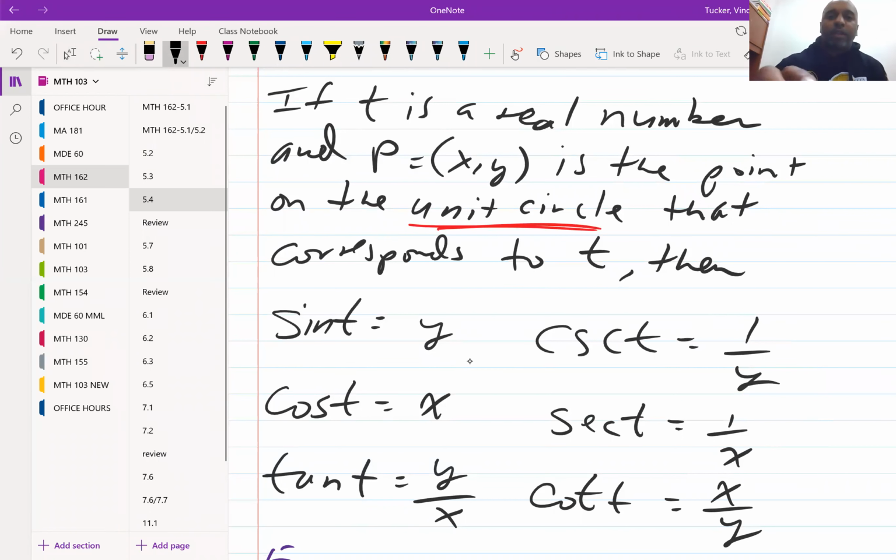Cosecant and sine are inverses of each other. Cosine and secant are inverses of each other. Tangent and cotangent are inverses of each other. And we talked about tangent being sine over cosine, so that would be y over x. Cotangent, the inverse of that, is cosine over sine, that's x over y. All these things are leaning on the same relationships.